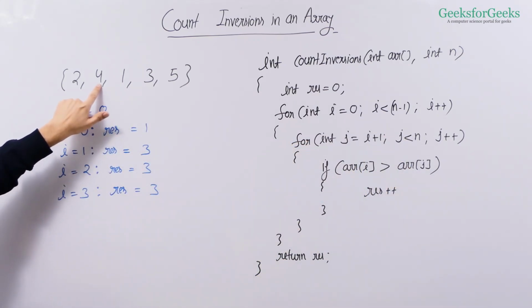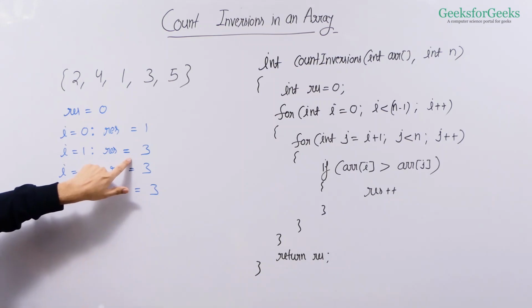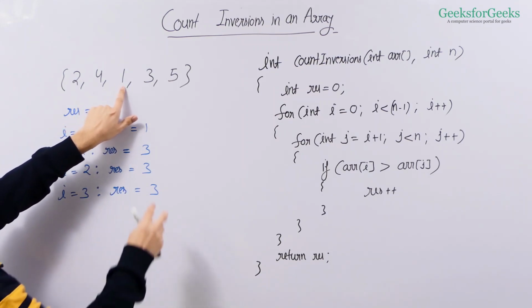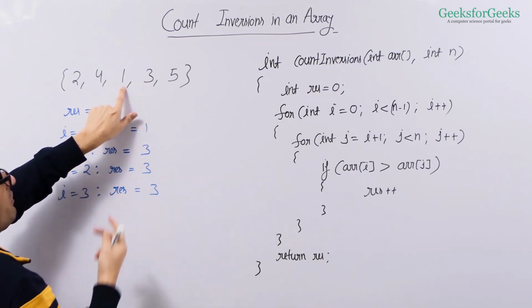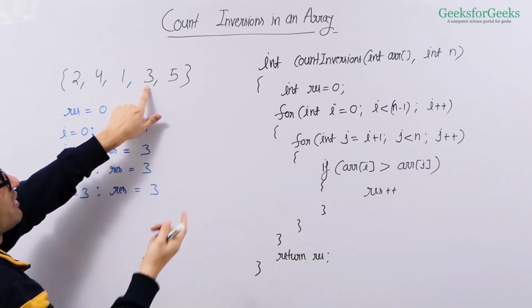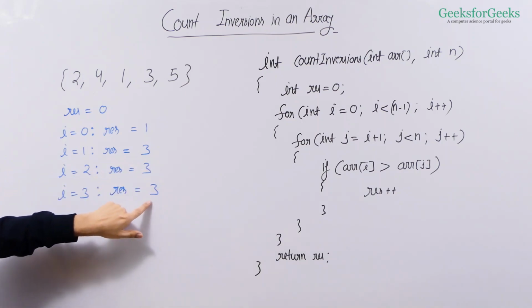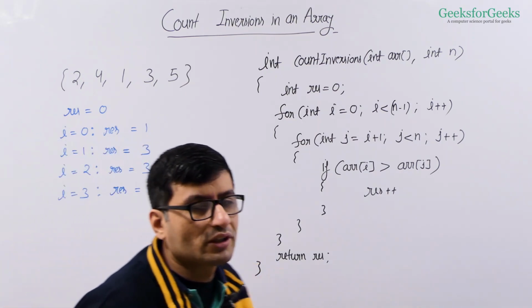Now we come to 4. We count how many elements are smaller. We get a count of 2. So our result becomes 3. Now we come to 1. We count how many elements are smaller. There are 0 elements. So our result remains 3. We come to 3. We count how many elements are smaller. There is no element which is smaller. So our result remains 3. And at the end, we return the result.